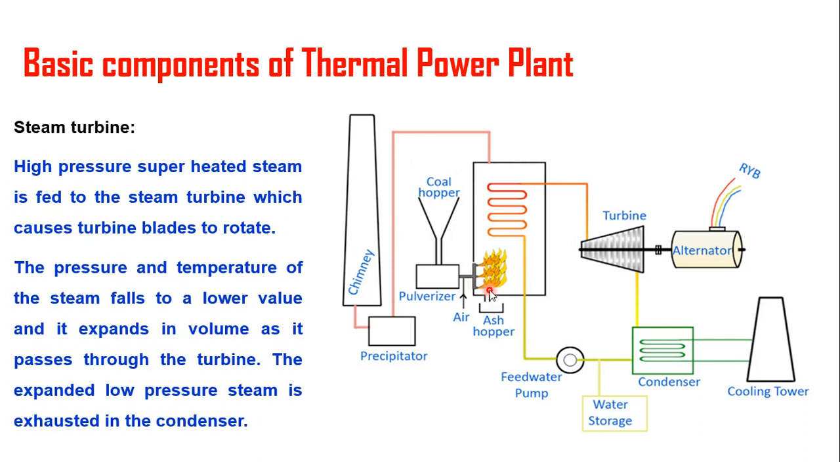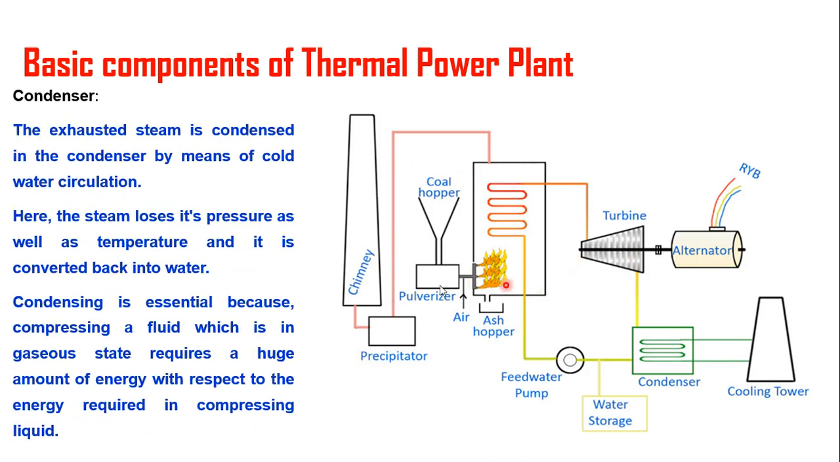Okay, next, steam turbine. High pressure superheated steam is fed to the steam turbine, which causes the turbine blades to rotate. In the next slide, I will show the animation. The energy in the steam is then converted into mechanical energy in the steam turbine, which acts as the prime mover for the alternator. The pressure and temperature of the steam fall to a lower value and it expands in volume as it passes through the turbine. The expanded low pressure steam is exhausted into the condenser.